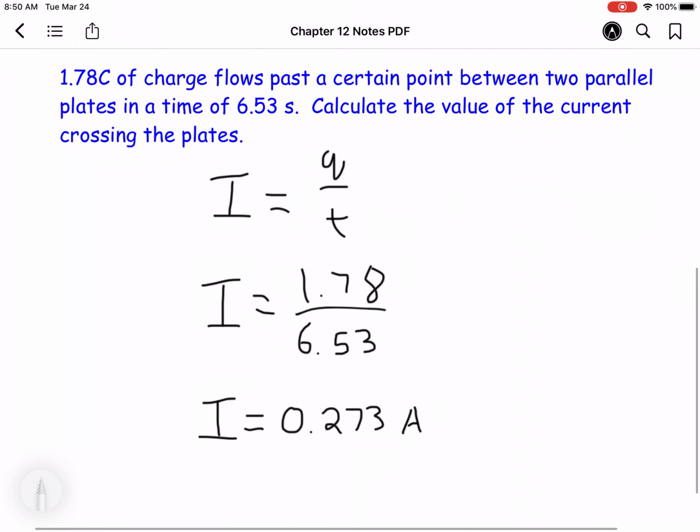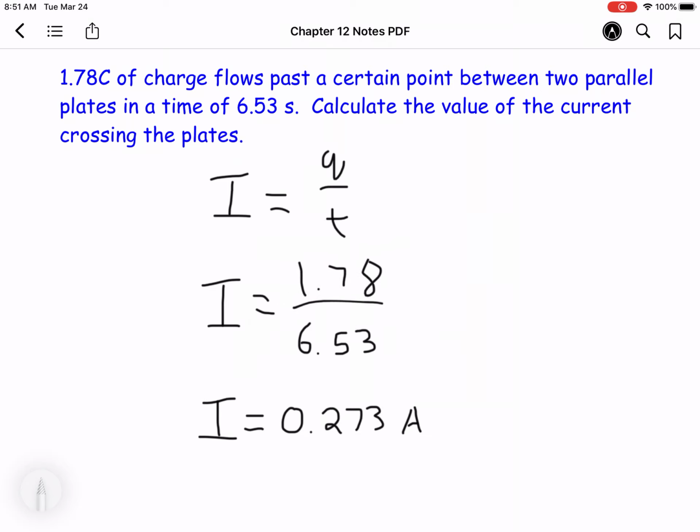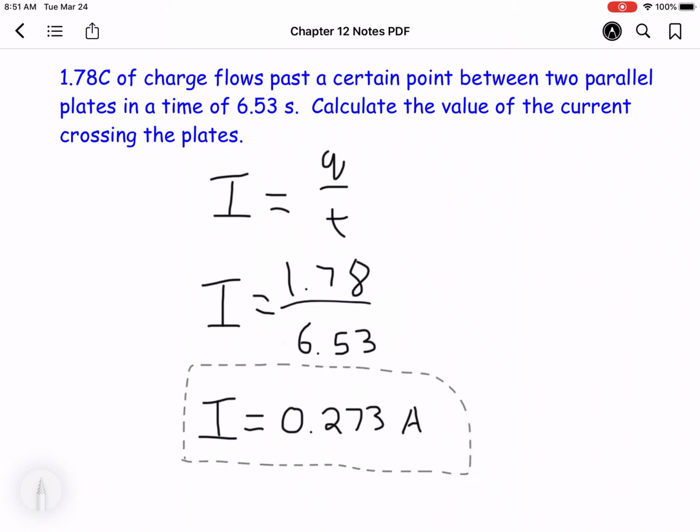So, 1.78 coulombs of charge flows past a certain point between two parallel plates in a time of 6.53 seconds. Calculate the value of the current crossing the plate. I already filled this out because it's a relatively simple question. I equals Q over T, so I equals 1.78, which is the charge, divided by the time, and we're going to get 0.273 amps.